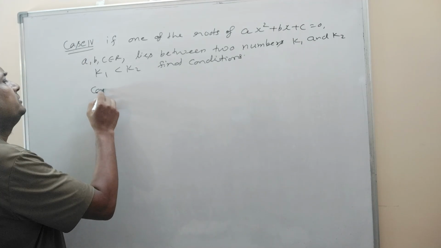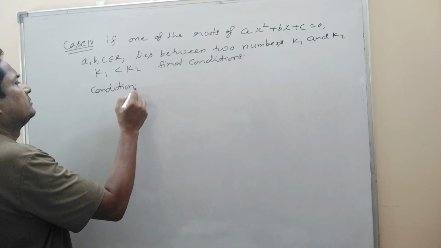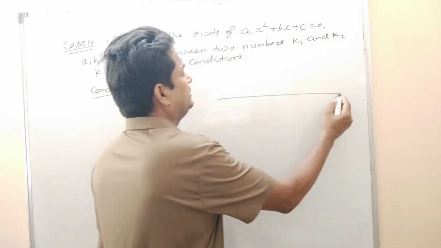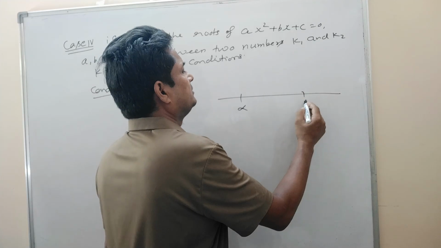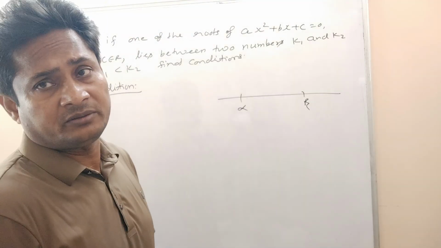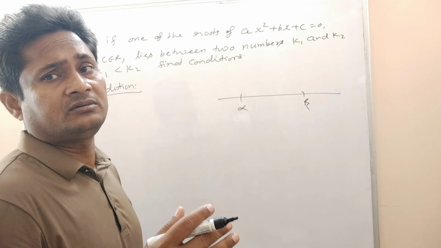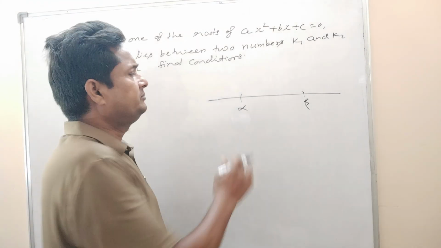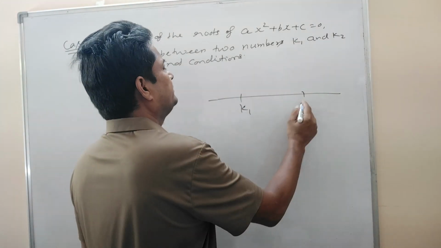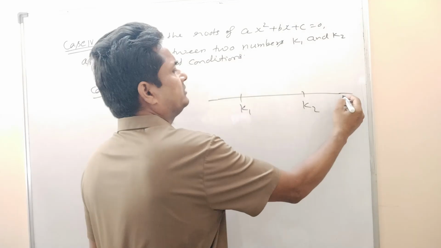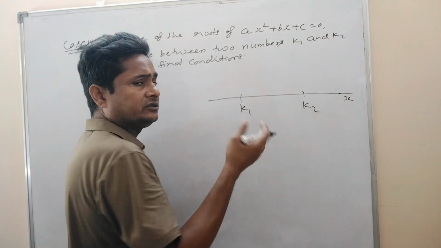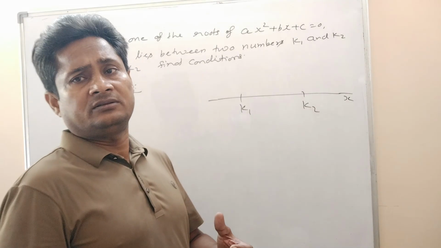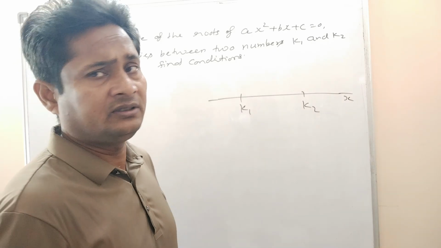So what are the conditions? What can be the condition? In the question, it is saying that one of the roots lies between the two numbers. Then what will be the cases? Let's say here K1 and K2. This is the x-axis. This is x equal to K2 and this is x equal to K1. So what can be the possible cases in this case?